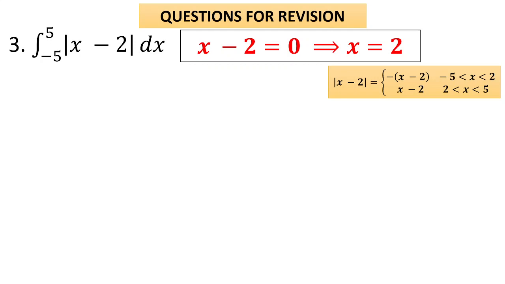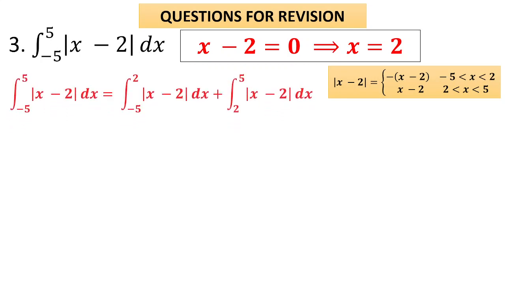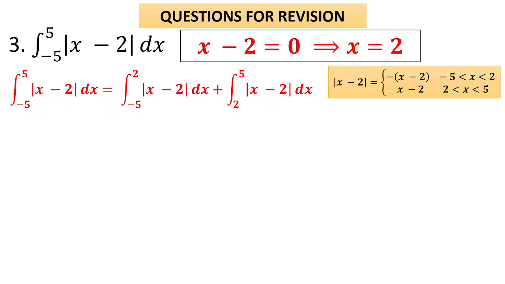Why this minus of something? Because x minus 2 will be negative from minus 5 to 2. To make it a modulus, we multiply it by minus, because minus into minus will become plus. Already you have seen it in class 11. What is the meaning of mod x? It will be minus x for x less than 0 and x for x greater than 0. Therefore we have to split the integral at 2: minus 5 to 2 of the modulus plus 2 to 5 of the modulus. From minus 5 to 2 it is minus of x minus 2. From 2 to 5 it is simply x minus 2.